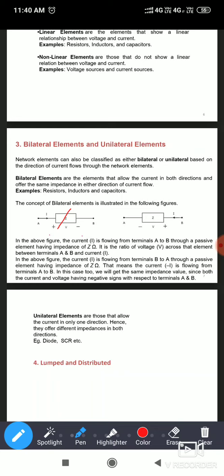This is plus, this is minus. Okay. Now how to write the voltage? V is equal to I into R.